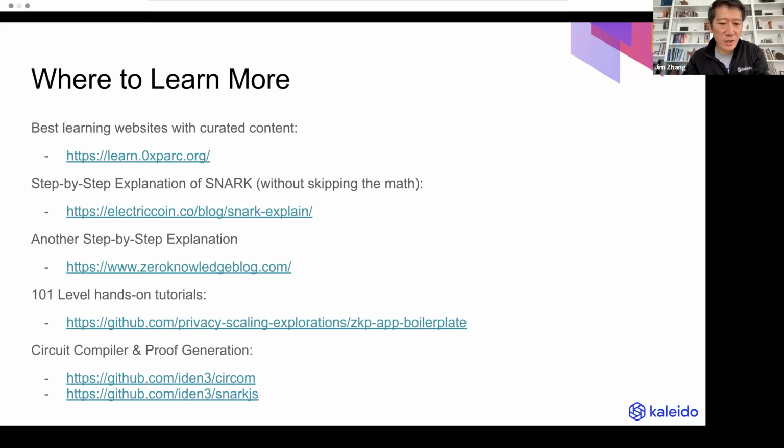And finally, this is where you can find more information, specifically the circuit compiler, CirCom, and SNARK.js on the bottom of the screen. Those are really good toolkits that you can use to get started constructing your simple zero-knowledge proof circuits, compile them, and then use the SNARK.js library to exercise some proving and verification.